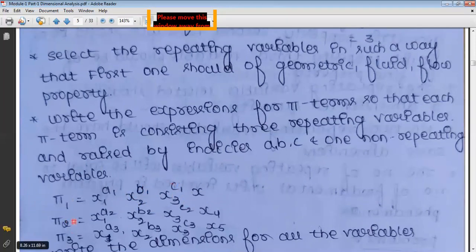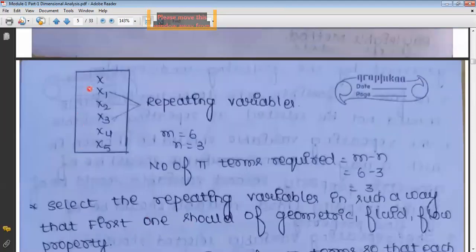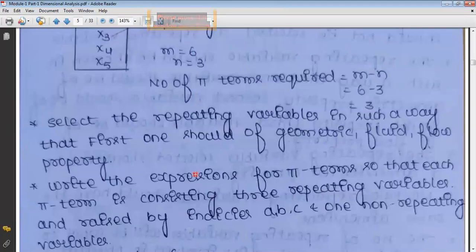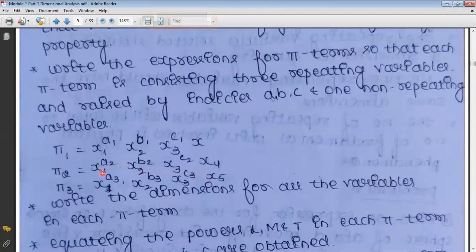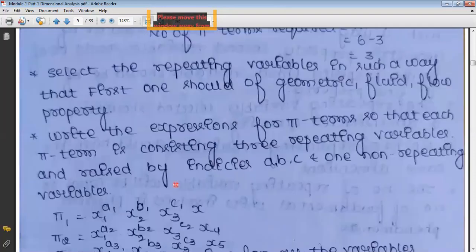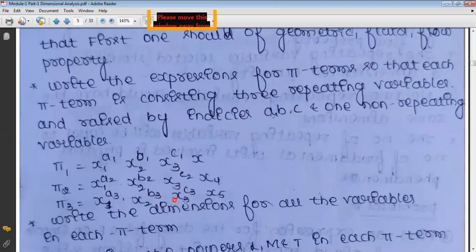Similarly, pi 2 is equal to x1, x2, x3, the 3 repeating variables, multiplied by one non-repeating variable. So x I have already taken, so x4 is the non-repeating variable. You write x4. You raise the powers of x1, x2, x3 to a2, b2, c2. Similarly, pi 3 is equal to x1, x2, x3 multiplied by one non-repeating variable x5, with powers a3, b3, c3.